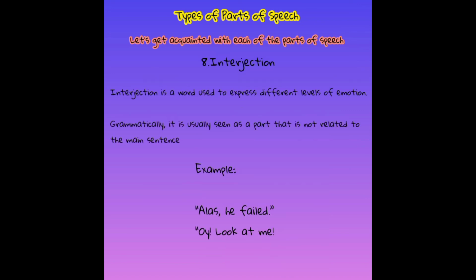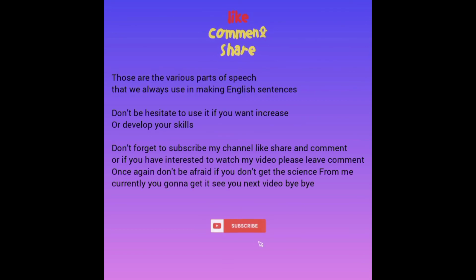Lastly, interjection. An interjection is a word used to express different levels of emotion. Grammatically, it is usually seen as a part that is not related to the main sentence. For example, alas, he failed. Oi, look at me. Those are the various parts of speech that we always use in making an English sentence.